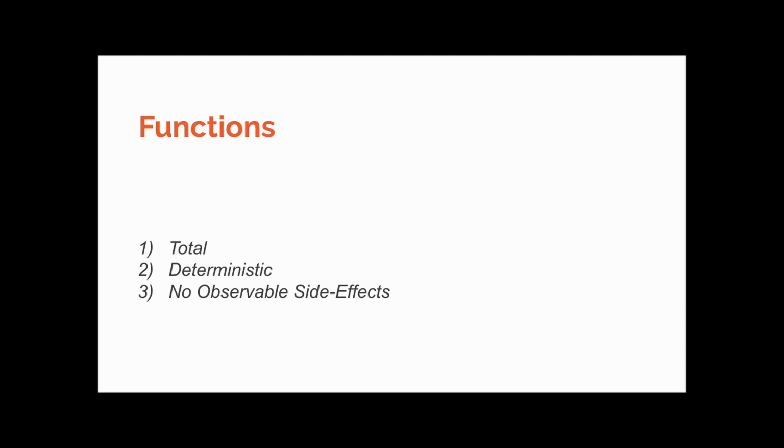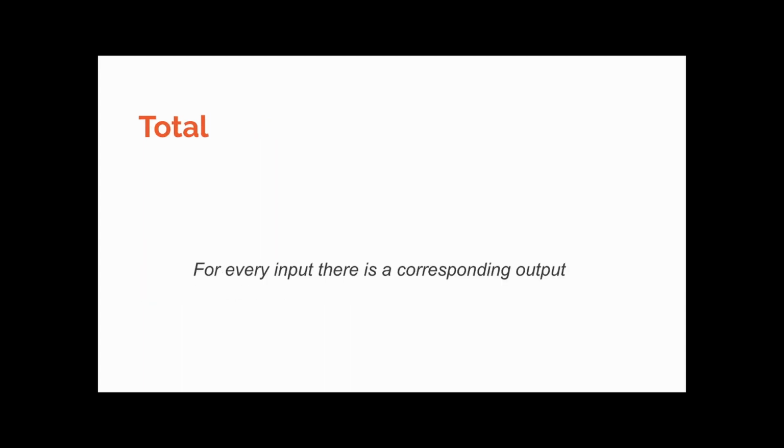Okay, so the first one is that a function is total. The second one is that a function is deterministic. The third one is that a function has no observable side effects. And we'll talk about each of these one by one.